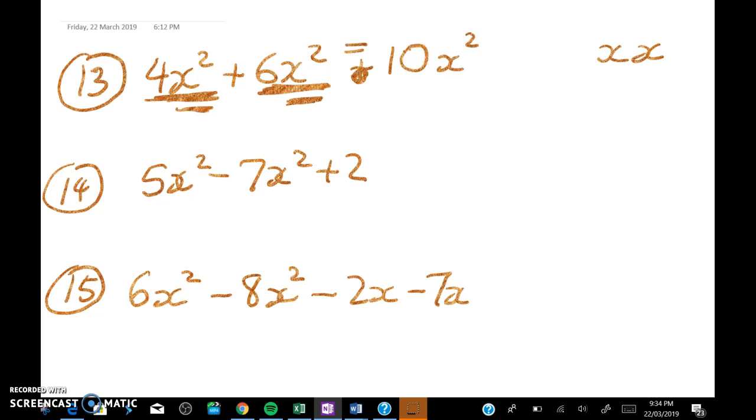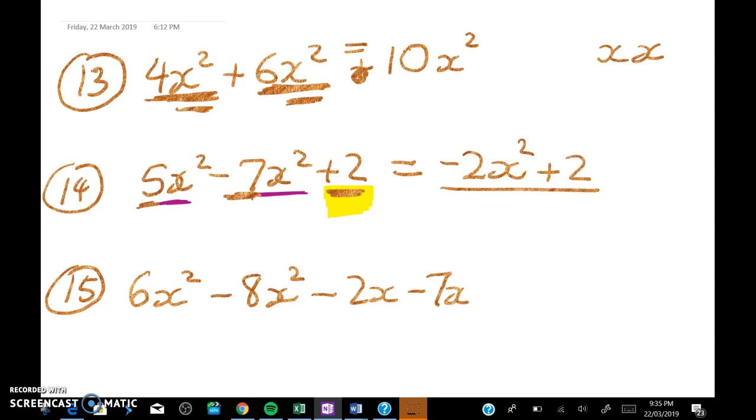In number 14, we've got like terms here, 5x squared, take away 7x squared, and then this plus 2 is different. So I can combine the 5x squared minus the 7x squared. So 5 take away 7 gives me negative 2x squared, and the plus 2 is just going to sit there, right? I can't combine this any further, because this one is an x squared, and this one here is a constant, it's a plus 2.